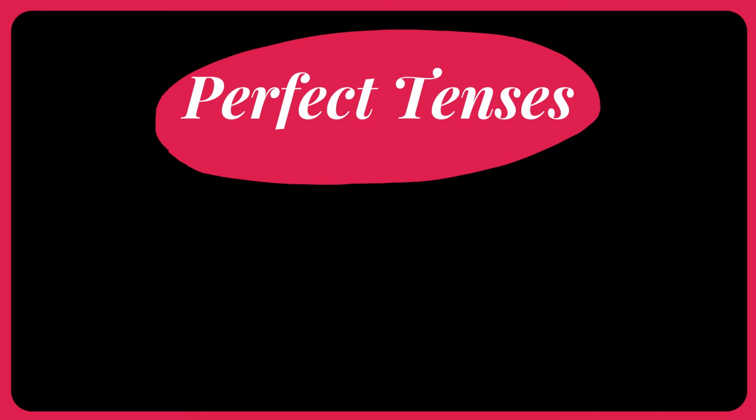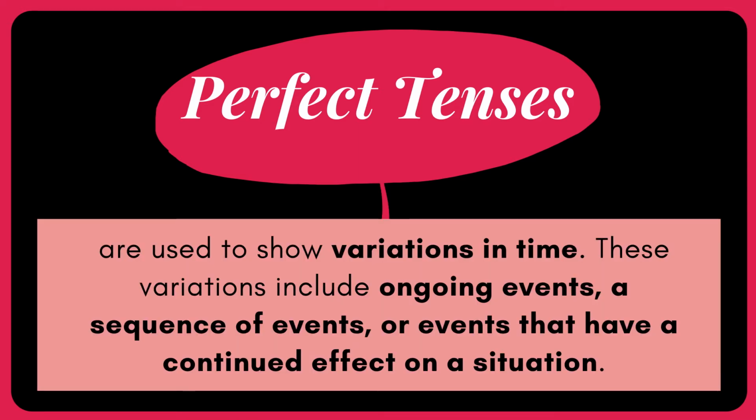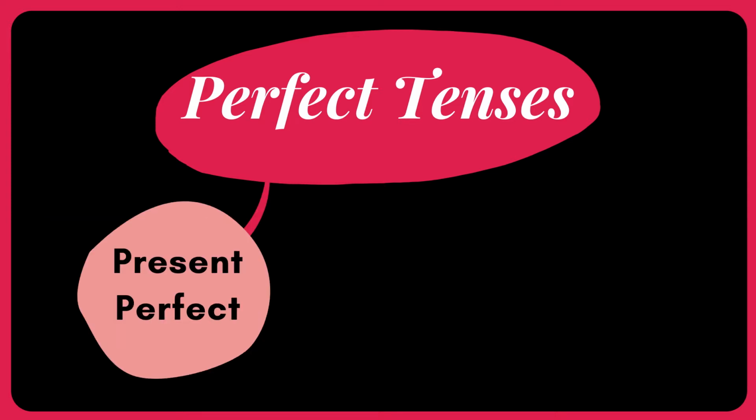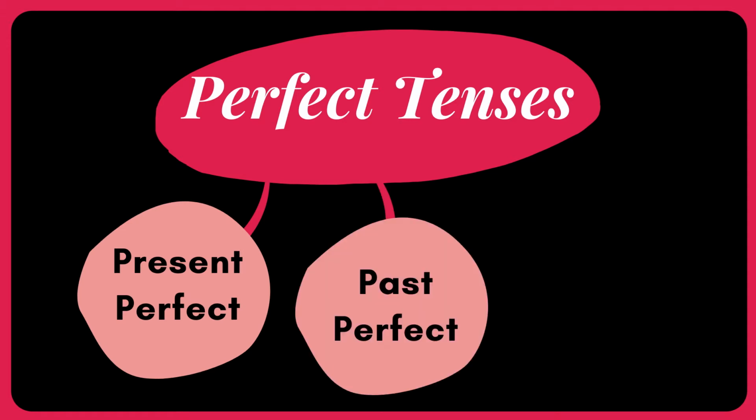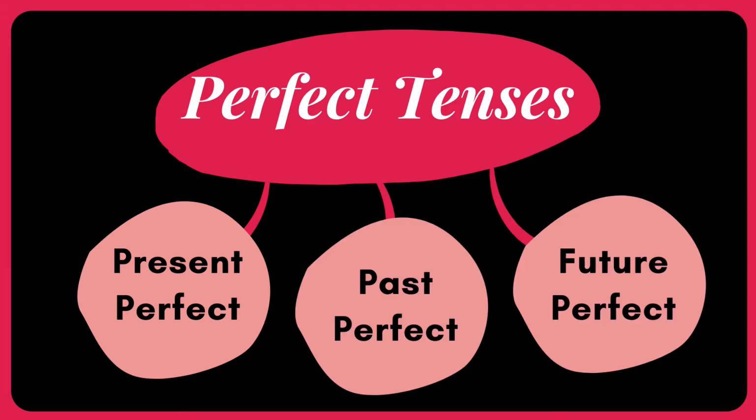The perfect tenses of the verb are used to show variations in time. These variations include ongoing events, a sequence of events, or events that have a continued effect on a situation. There are three types of perfect tenses: present perfect, past perfect, and future perfect. Let's discuss them one by one.